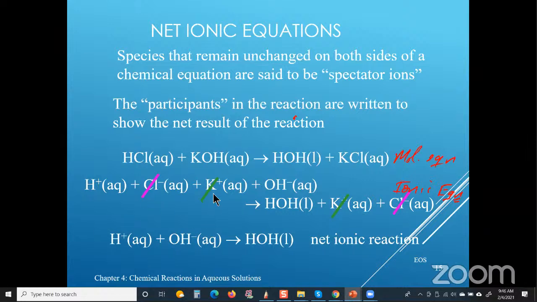The potassium and the chloride ions basically do not participate. All they do is sit around and watch what's happening. The more active ions involved would be the H plus and the OH minus. And of course, the water would be produced on the other side, all right? So that's how we get our net ionic equation from our molecular equation in the case of an acid-base reaction. Okay, are there any questions about this? Any questions?